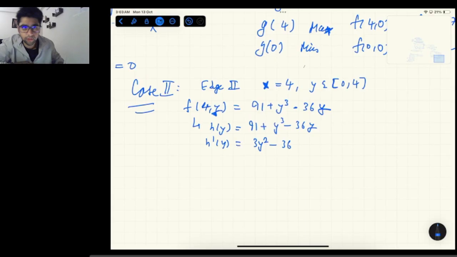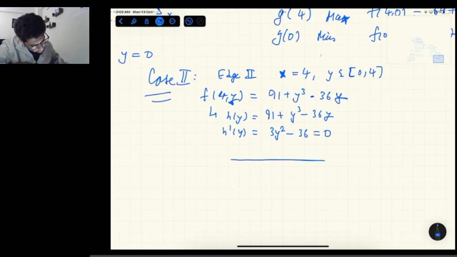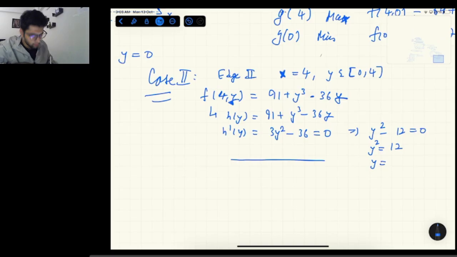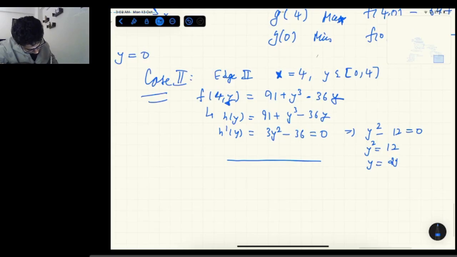Now I don't know if this is an increasing function or not. So I'll be just putting it equal to 0 and checking the points where this is an increasing or decreasing function, right? So 3y square minus 36 equal to 0 implies y square minus 12 is equal to 0. So y square is equal to 12, then y will be root of 4 into 3, so plus minus 2 root 3. But I would only be taking y is equal to 2 root 3.